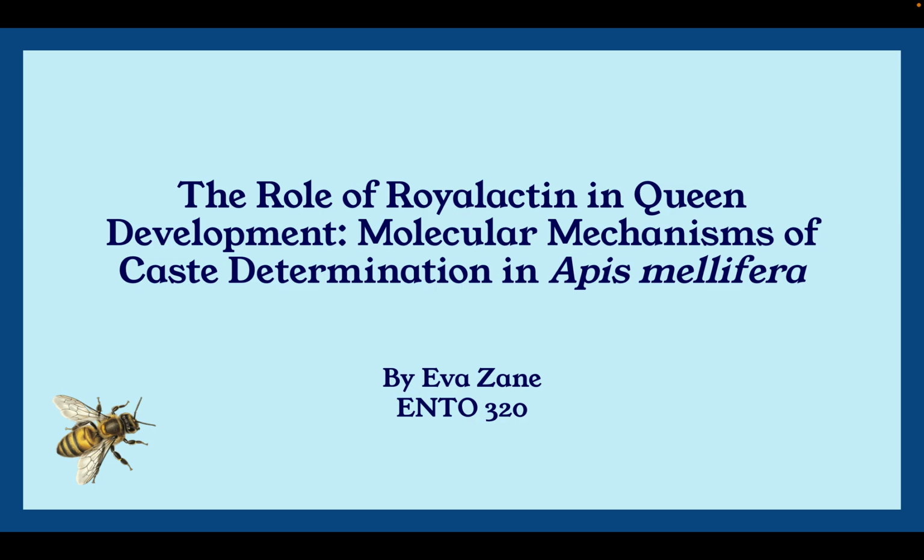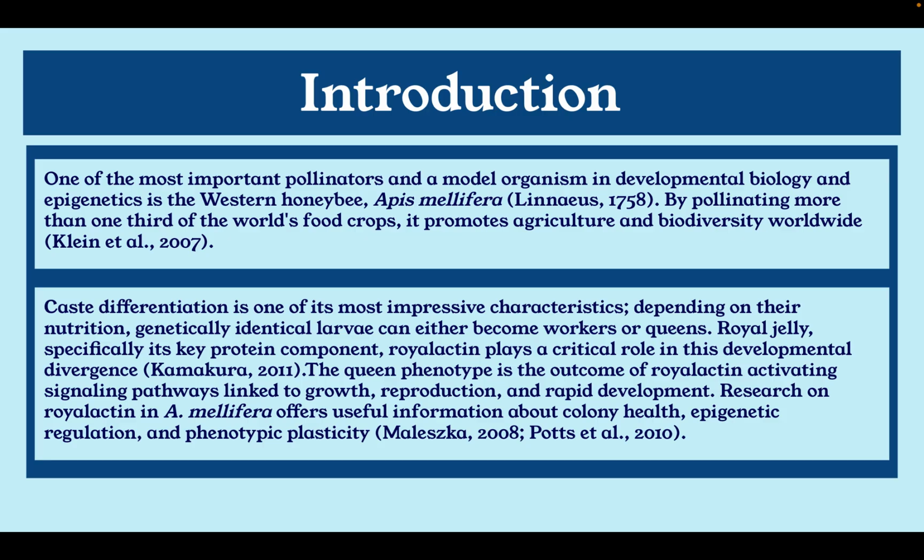Royalactin in queen development, molecular mechanisms of caste determination in Apis mellifera by Eva Zane. Caste differentiation in honeybees is driven by nutrition, with genetically identical larvae developing into either workers or queens. A key factor is royal jelly, particularly the protein royalactin, which activates pathways for growth and reproduction, leading to the queen phenotype. Studies on royalactin provide insights into colony health, epigenetics, and developmental flexibility.